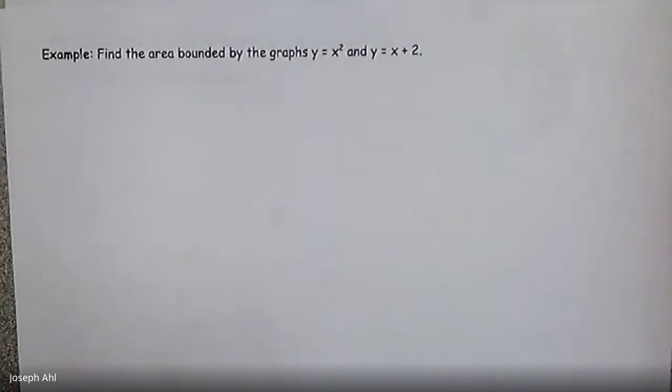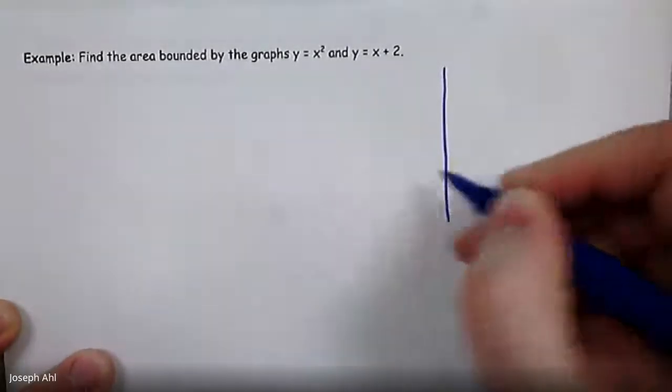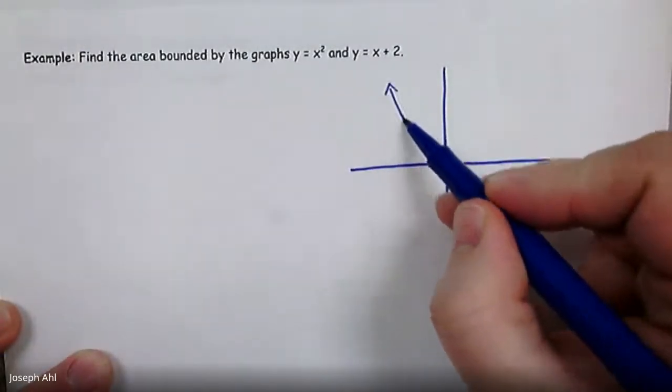Find the area bounded by the graphs of y equals x squared and y equals x plus 2. So let's make a sketch of the graph off to the side here. We get y equals x squared.